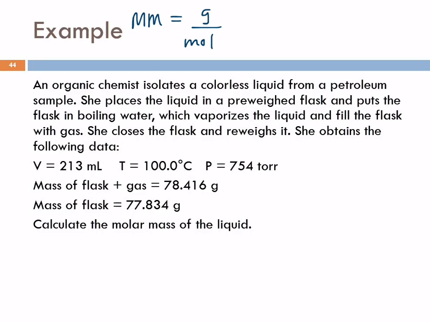Can we figure out the mass of the gas in grams? Yeah, here we have the mass of the flask with the gas in it and the mass of just the flask. So the difference between those must be the mass of the gas. So if I take this one and subtract 77.834 grams, 78.416 minus 77.834, 0.582 grams. That's the mass of the gas. So I'm going to put that in up here.